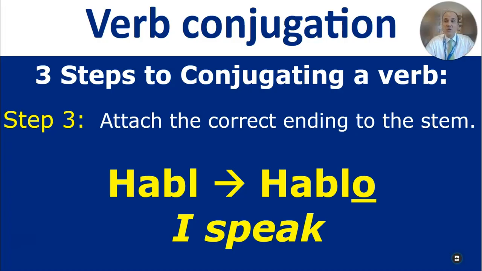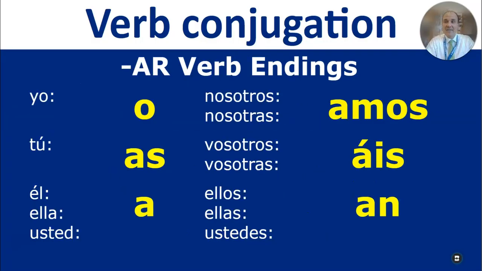If you remember in the first step, we took the AR, we got rid of it, and we were left with HABL. Well, we said the subject is I, so we're trying to say I speak Spanish. So I added an O here. Well, where did that O come from? I want you to jot these down. These are going to be so important from this point forward, because anytime you try to take a verb that ends in AR and conjugate it, these are the endings that you would add to it.